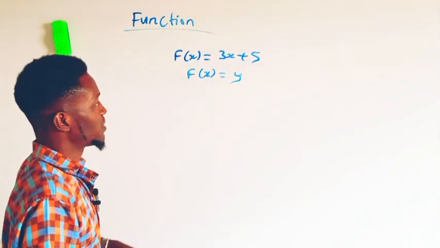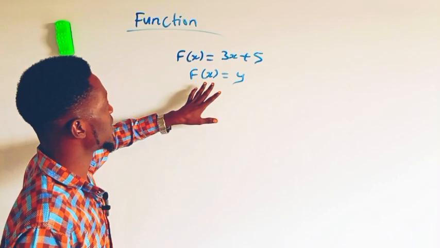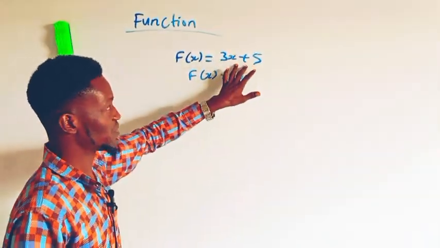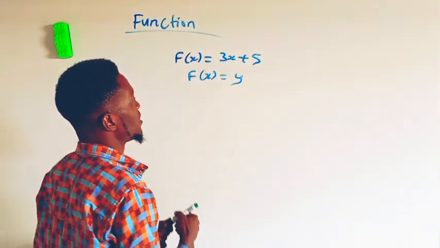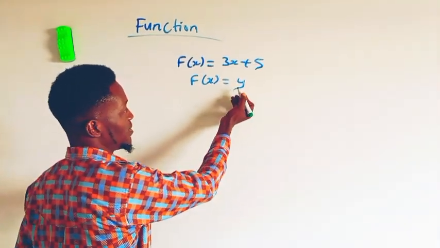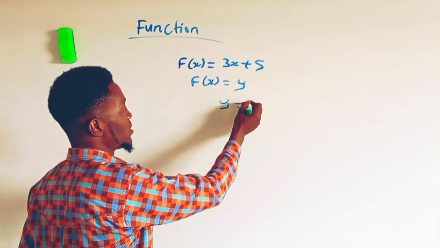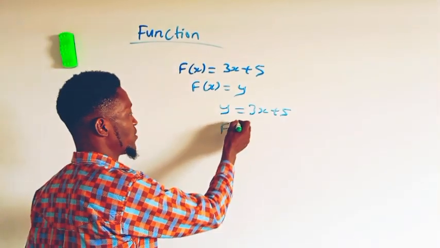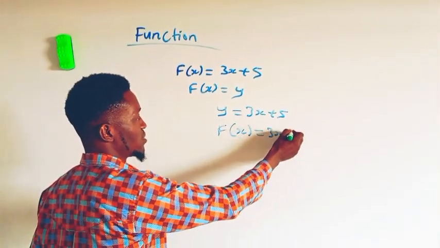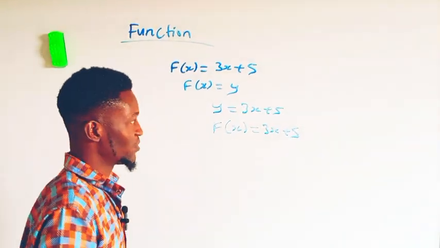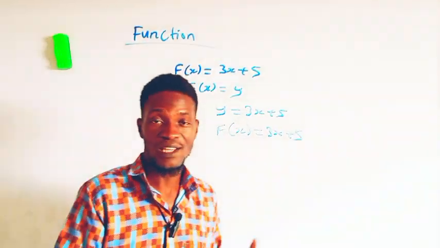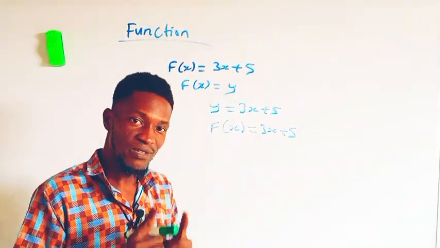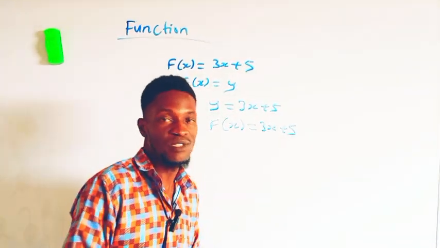In our basic class, we ascribe y to be the function. So rather than just writing y is equal to 3x plus 5, because we are talking of functions, we're going to say f of x is equal to 3x plus 5. They are basically the same thing. For every input of x, you get one particular value of y, and that is what we mean by a function.